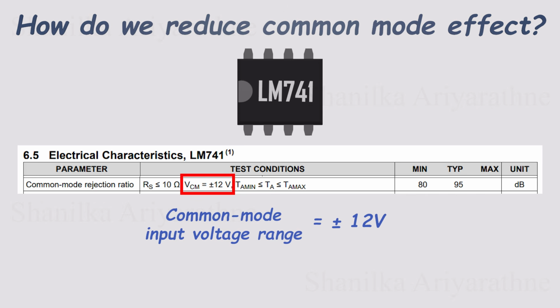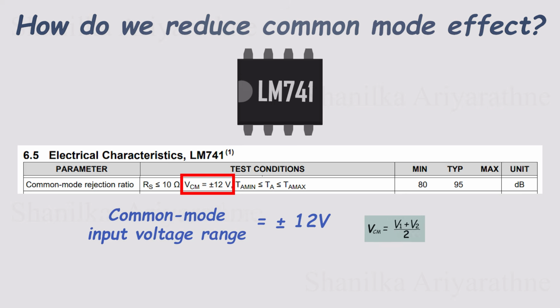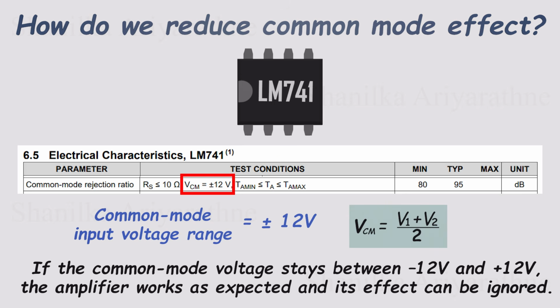What does that mean in practice? As long as the average of your two inputs, the common mode voltage, stays between negative 12 and positive 12 volts, the amplifier behaves as expected, and you can largely ignore its effect. But if that average drifts outside the allowed range, the output starts responding to the common mode voltage, and the amplifier no longer does the job you want.